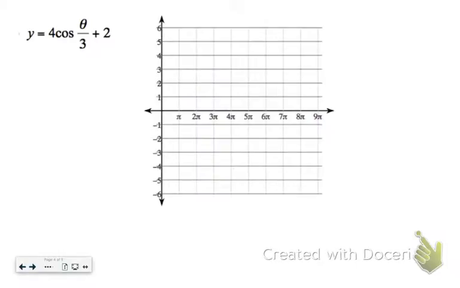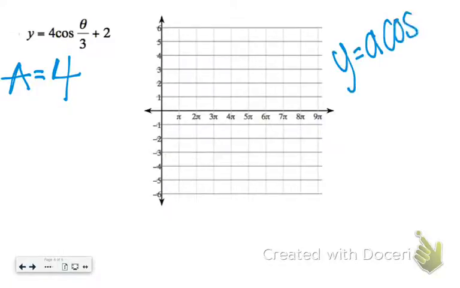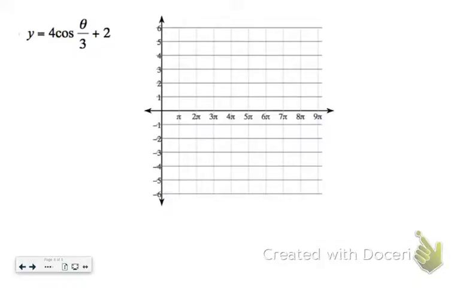Okay, now let's get into the fun stuff, actually graphing these. So still, we're going to label our A, B, and our C, and we're going to find our period. So I'm going to start with my A. My A is the value that's right in front of cosine, so my A is 4. All right, so the formula is y equals A cosine of theta plus C.